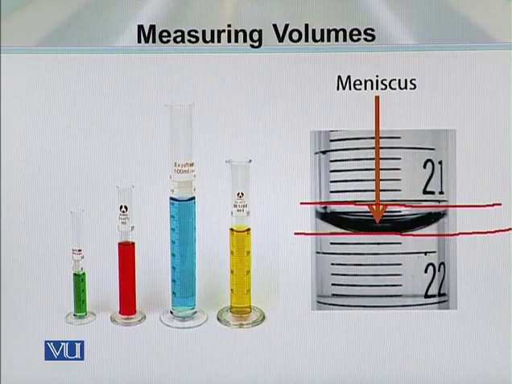So it is always recommended to use the right graduated cylinder to measure the required volume. Don't use a larger cylinder to measure smaller volumes, and always try to use pipettes when you have to measure volumes less than 10 milliliters.